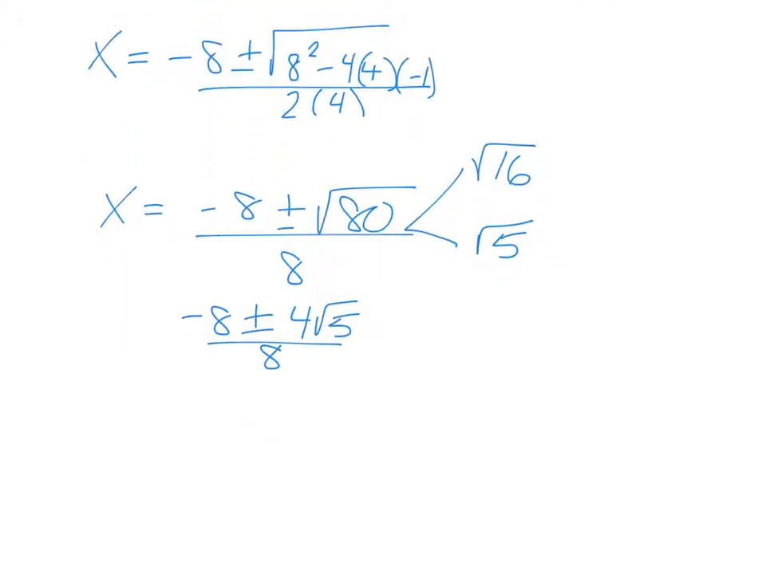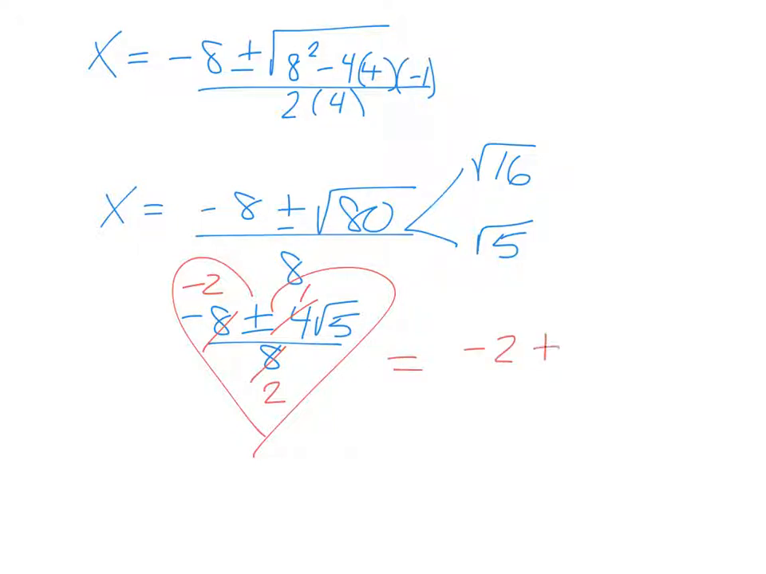And then you want to see if you can reduce, and you can in this case. 4 goes into all these numbers except for the 5, but we do not have to worry about the 5 because he's underneath the radical. But I'm going to divide each of these things by 4. -8 divided by 4 is -2, 4 divided by 4 is 1, and 8 divided by 4 is 2, giving me my final answer of -2 plus or minus 1 radical 5, but I don't need the 1, so I'm just going to make it radical 5 over 2.